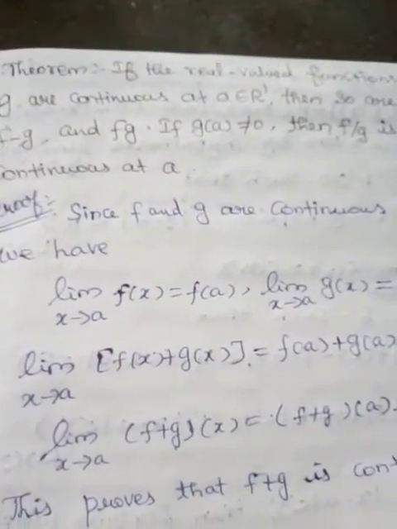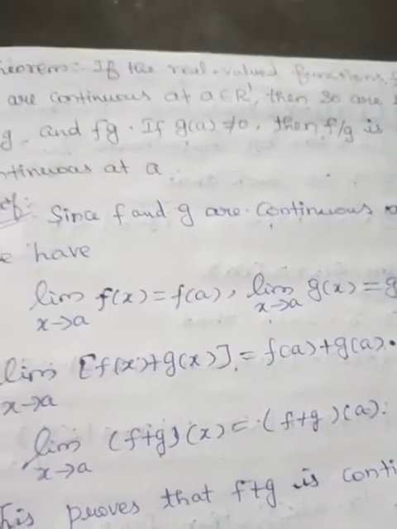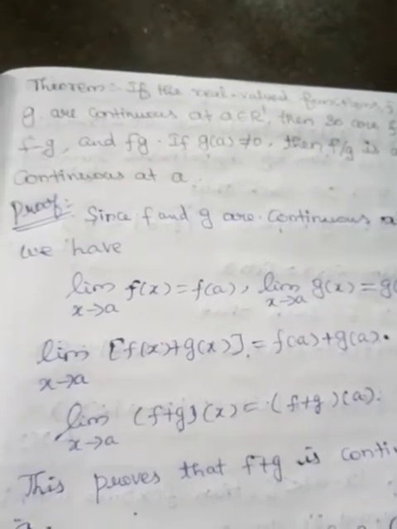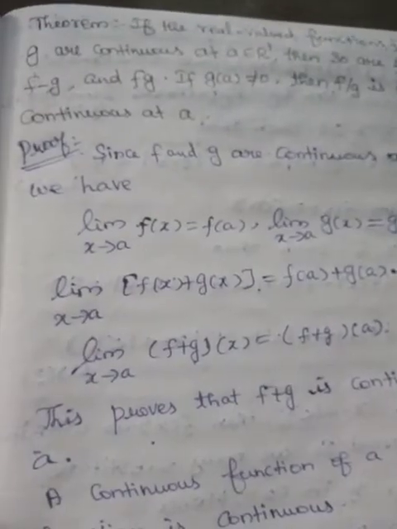If the real valued functions f and g are continuous at a belongs to R^1, then so are f plus g, f minus g and fg. If g of a is not equal to 0, then f by g is also continuous at a.